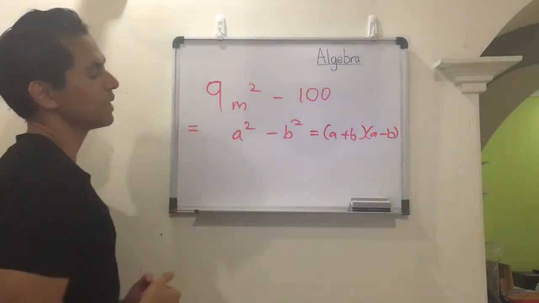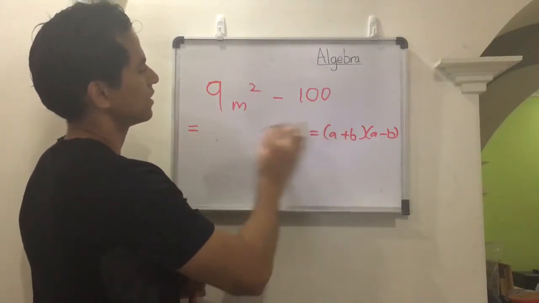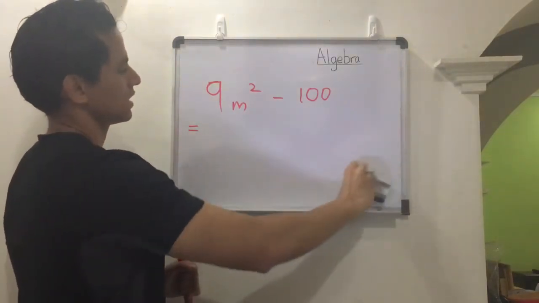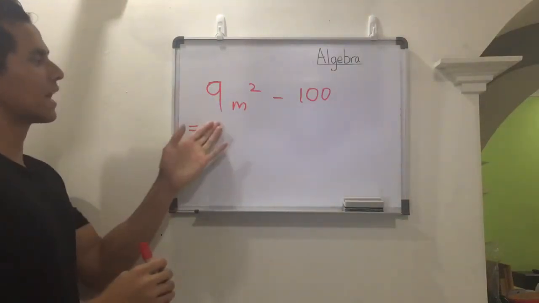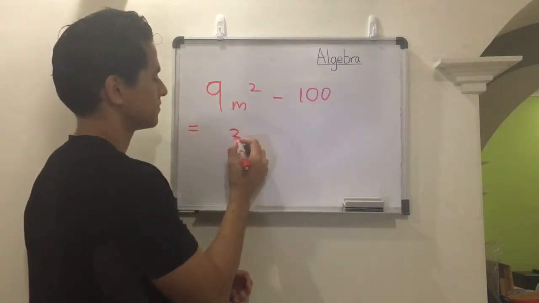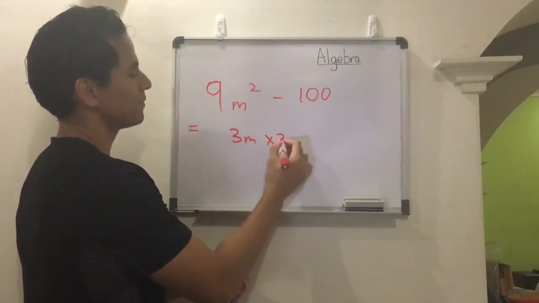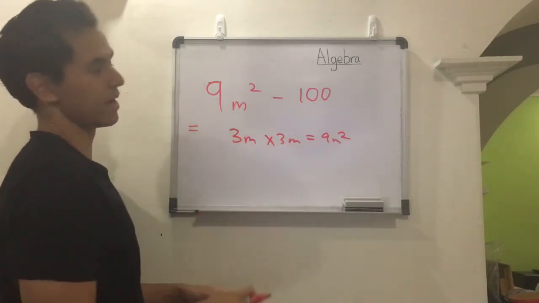So what's our a, what's our b? This is slightly tricky. Okay? So what you have to do is you have to again square root just these 2. So you square root 9m square, you will get 3m, because 3m times 3m gives us 9m squared. Therefore I know it's 3m.